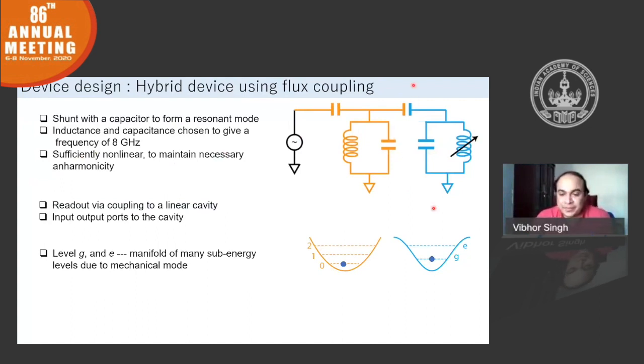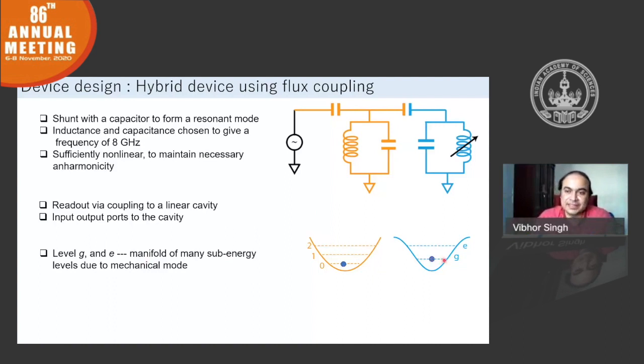Okay. If you quantize these two circuits, you would see that this is a linear oscillator, so the energy eigenstates are equally spaced. But because this is a nonlinear oscillator, the energy eigenstates are unequally spaced, and we are working in the subspace of the first two eigenstates. Okay. On top of it, we have a mechanical mode in this nonlinear inductor. So each of these eigenstates, labeled G and E, contains many vibrational levels. Since mechanical frequencies are much smaller than the energy differences between G and E, they will be very closely spaced to each other. Okay. So this is the schematic of the device.